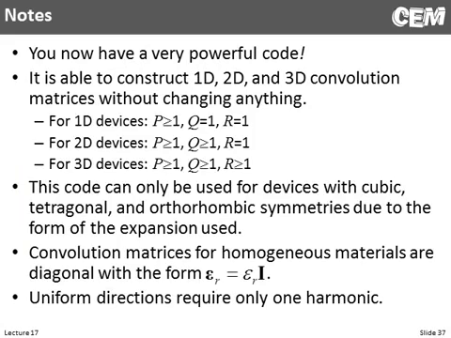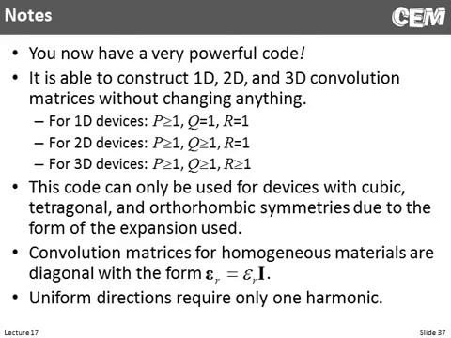Some final notes. We actually constructed here an extremely powerful code. You can use this for 1 dimension, 2 dimensions, 3 dimensions, and in fact, if you ever get to 4 or 5 dimensions, hopefully it's pretty obvious how to modify the code to do that. So we can construct convolution matrices for 1, 2, and 3D convolution. That's pretty cool. For 1D devices, we only retain spatial harmonics along P, and we will set Q and R equal to 1. 2D devices will have a P and a Q. We'll set R to 1. In 3D devices, we have P, Q, and R.